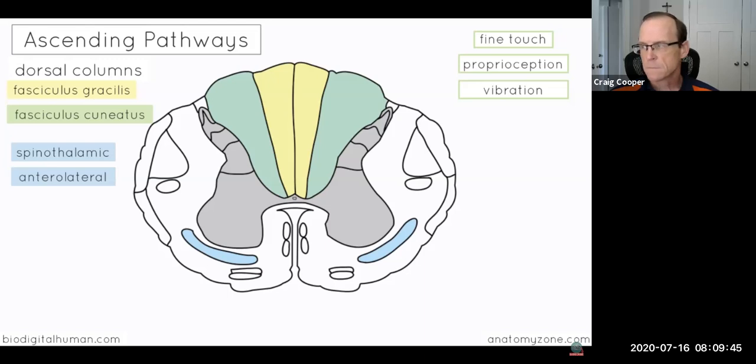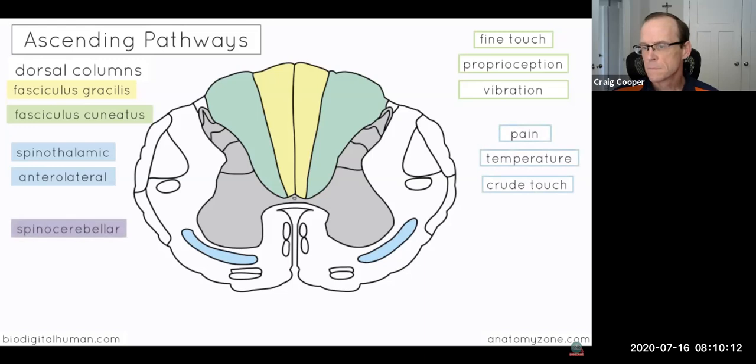So the anterolateral tract is known as the spinothalamic tract, and this relays information to the somatosensory cortex regarding pain and temperature information and also crude touch. So the lateral aspect of the spinothalamic tract carries pain and temperature, whereas the anterior spinothalamic tract fibers carry crude touch information. So the next ascending pathway is that of the spinocerebellar pathways.